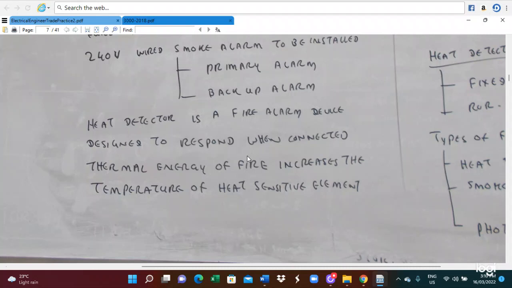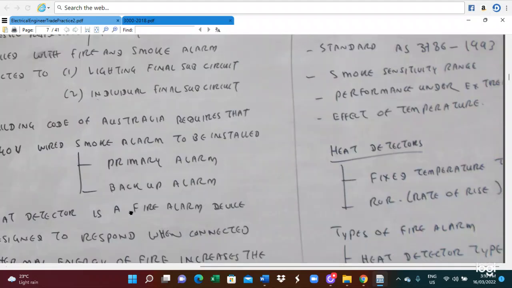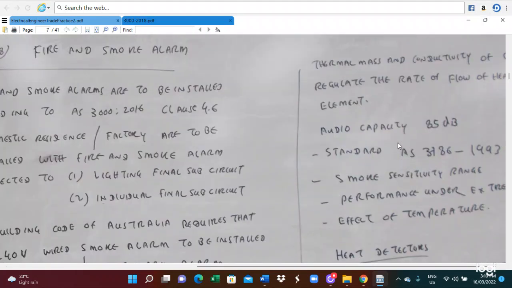Heat detection is also an important aspect because of the heat detector in the smoke alarm. When a fire breaks out, the smoke alarm detects the heat. In this case, the heat detector is a fire alarm device designed to respond when the thermal energy of a fire increases the temperature of the heat sensitive element. So this is the way the smoke alarm is utilized.